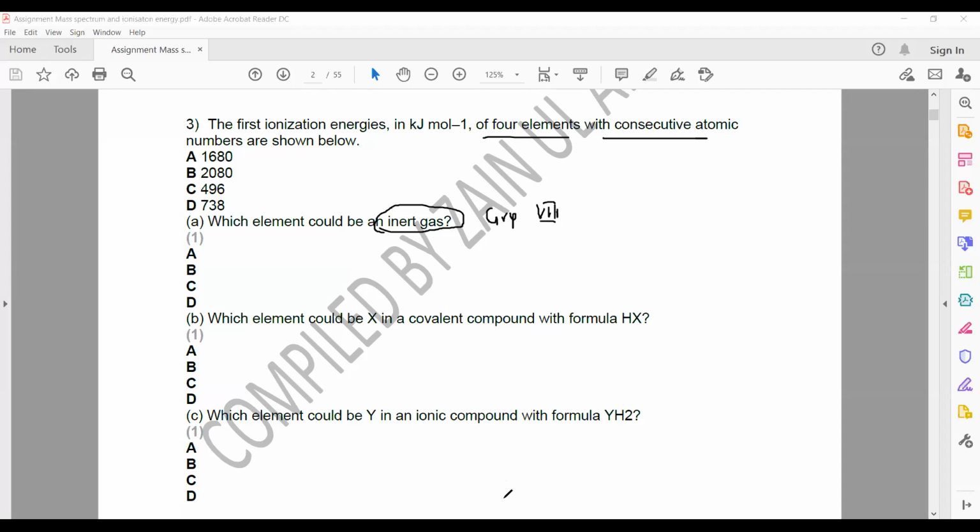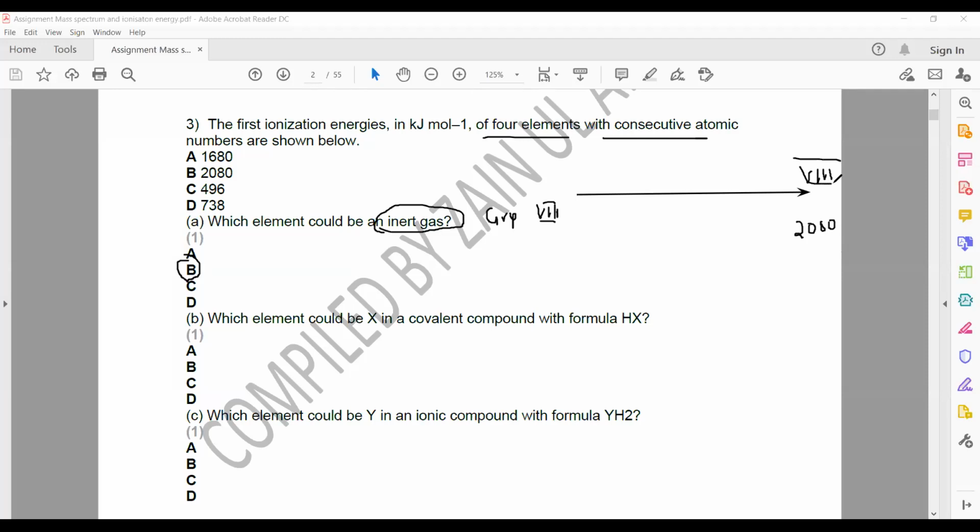Yeah, B is the right answer. Now you have to work out, because what happens as we move across the period is that the ionization energy increases. So this 2080 is a group 8 element.